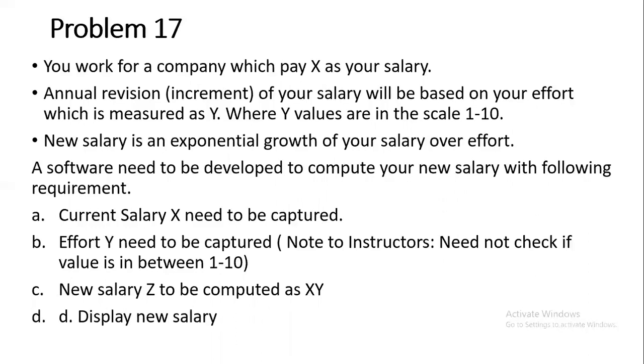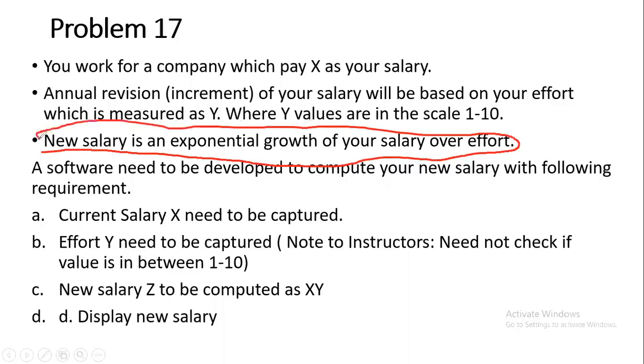So very cautiously, while giving the input, see to it that you give the input in the range 1 to 10. Once you know the effort that an employee has put in, and once you know his current salary, you need to calculate his new salary. So the new salary, represented as Z, has to be computed. Now how do we compute this Z? As given here, the new salary is an exponential growth of your salary over effort. This is a very important point.